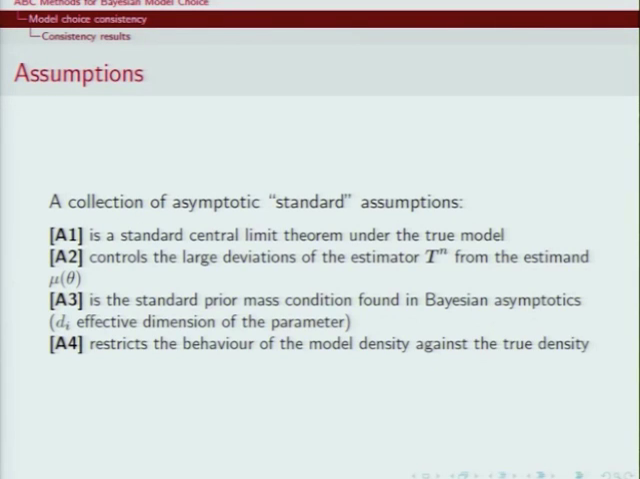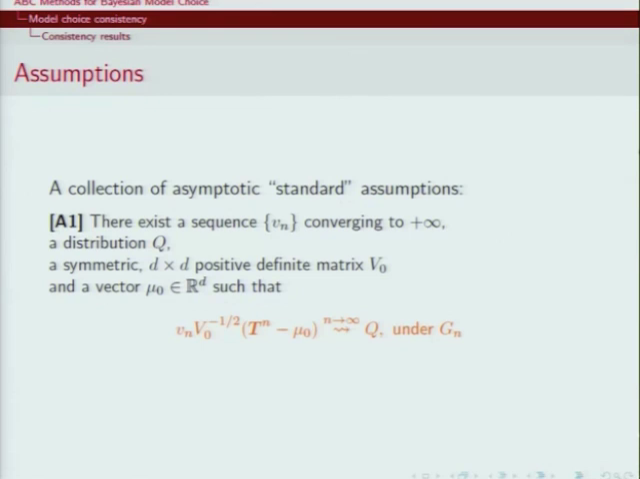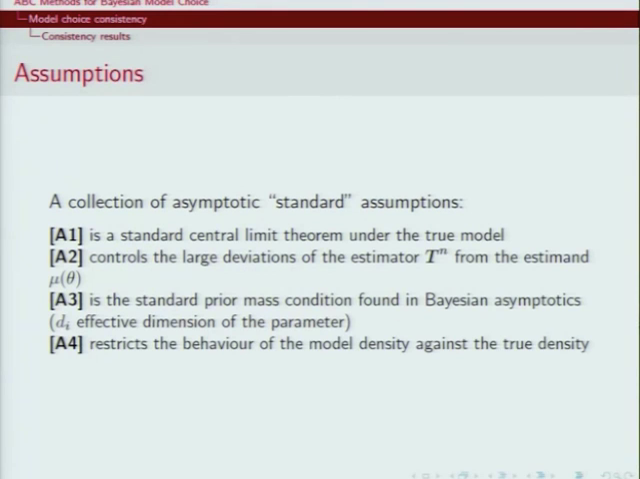And to prove any result, we have a sequence of 4 assumptions that are found in standard Bayesian asymptotics that I describe first, and then we can skip over them. The first condition is a regular central limit theorem that tells us that Tn converges to its mean at a speed Vn with a limiting distribution Q. So Q is a normal distribution. Vn is root of n in most cases.